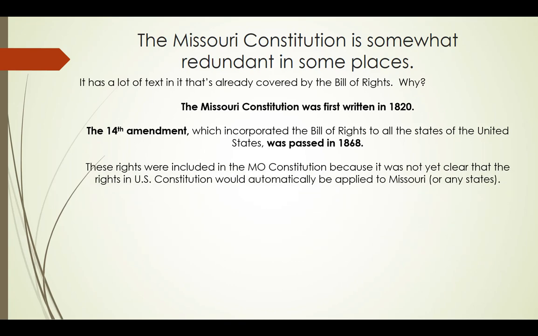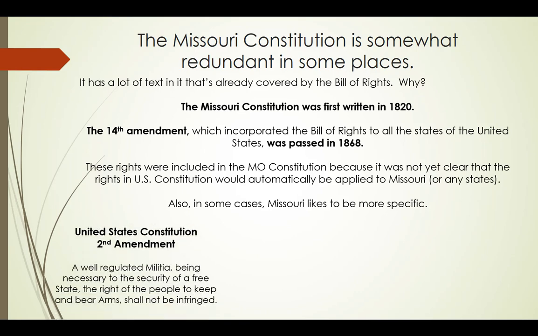So once again, these rights were included in the Missouri Constitution. It's not yet clear it would automatically be applied to Missouri. Now, in some cases, Missouri gives us the right to bear arms, but in ways that go above and beyond what the United States Constitution wrote. Like, this is the United States Constitution's Second Amendment. This is the entirety of the Second Amendment in the U.S. Constitution. It says a well-regulated militia, being necessary to the security of a free state, the right of the people to keep and bear arms shall not be infringed.